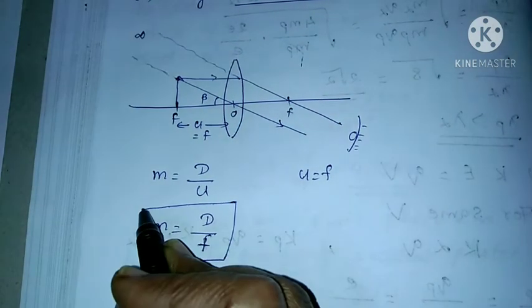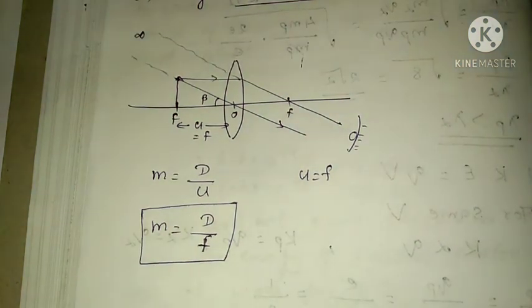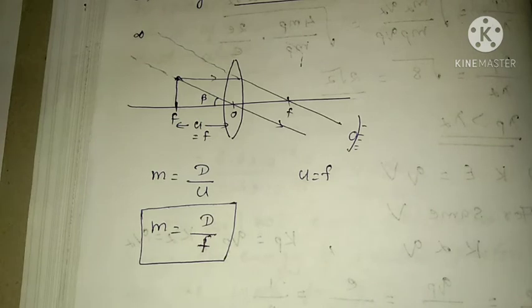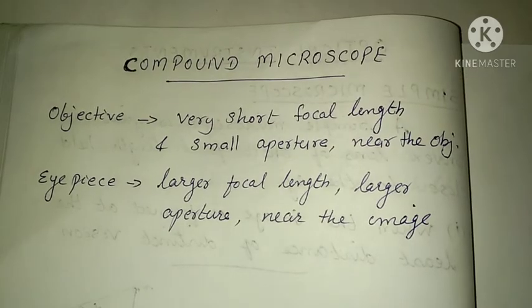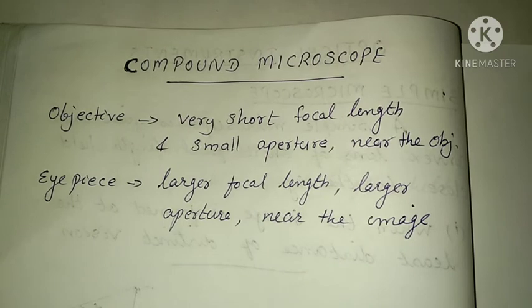So this is the magnification for the image formed at infinity and the object at the least distance of distinct vision, and this is more comfortable vision. Okay, when the image is formed at infinity, this is the most comfortable vision. Clear? Compound microscope. It is an optical device used to see magnified images of tiny objects.